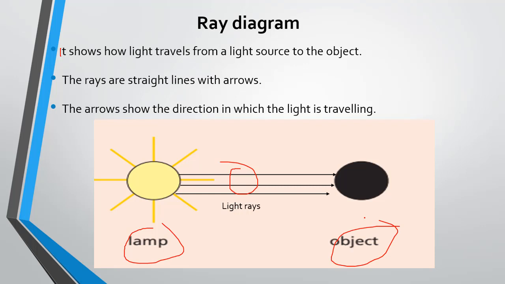You can make your own ray diagram using maybe a torch and an object which is your eye. Whenever you see the light from the torch, it means you are the object and the torch is the source of light. So you can draw the light rays from where the torch is to where you are.